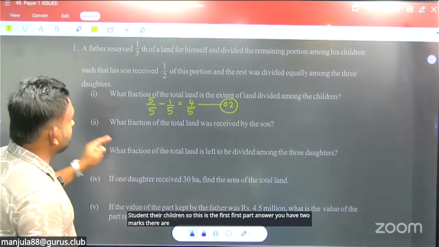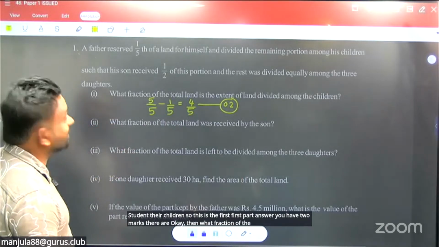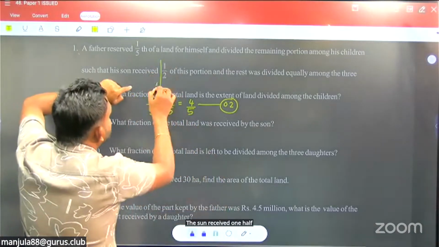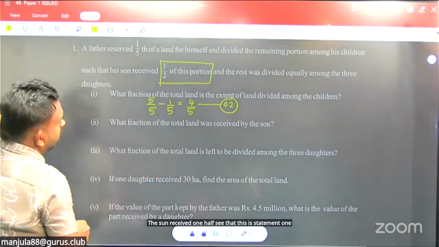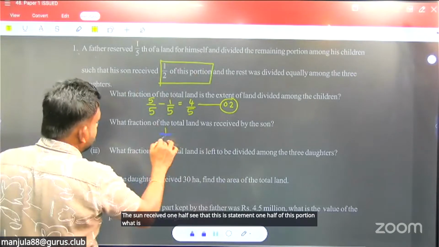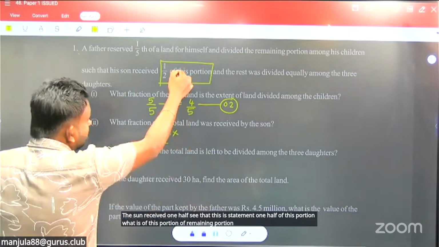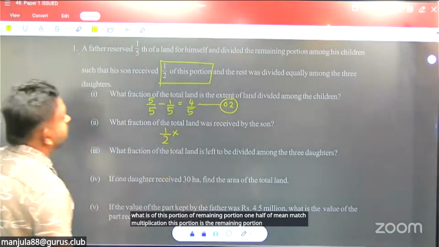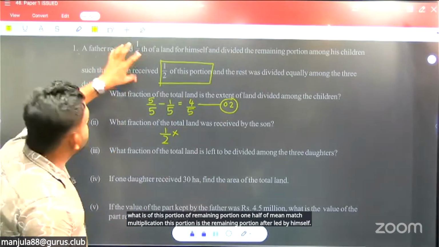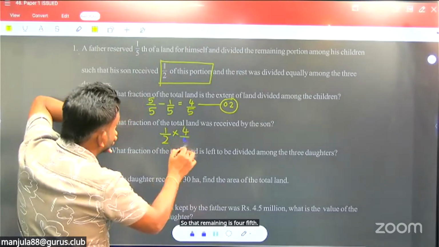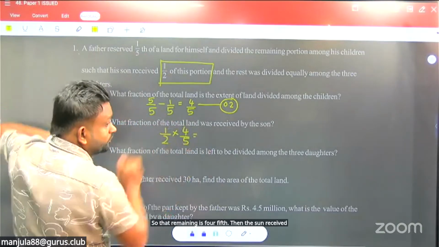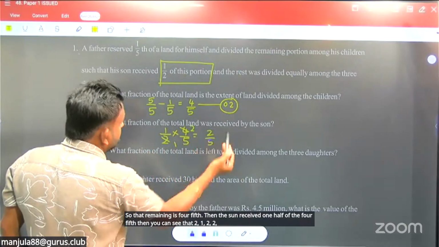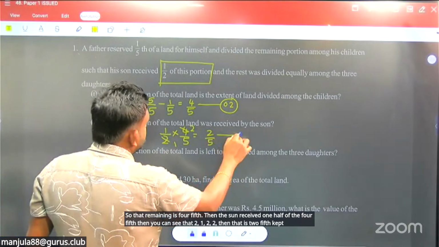Then, what fraction of the land was received by the son? The son received 1/2 of this portion. Of the remaining portion means multiplication. This portion is the remaining portion after what he kept for himself, which is 4/5. Then the son received 1/2 of the 4/5, so that is 2/5 kept with the son. So you have 2 marks.